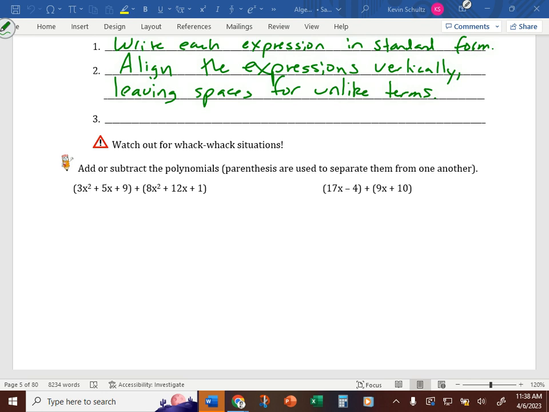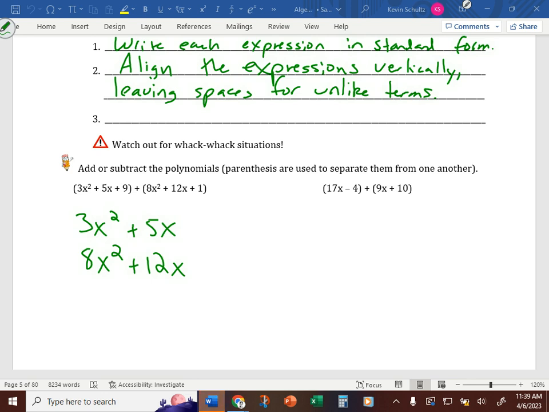So that first one there, our first expression is 3x squared plus 5x plus 9. Is there an x squared term in the second expression as well? Yes. Okay. So those 2 terms are going to be lined up vertically. 3x squared and 8x squared go on top of each other because they can be combined. Okay. The next term in my top expression is a 5x. Is there an x term in the second expression? Yes. So they will be aligned vertically as well. Plus 5x and plus 12x.